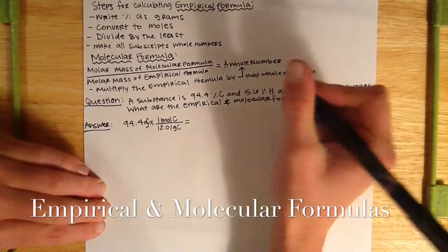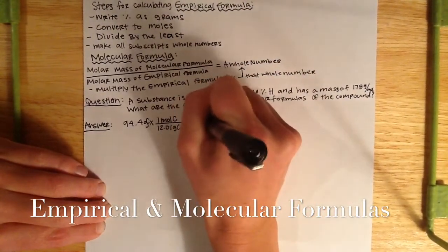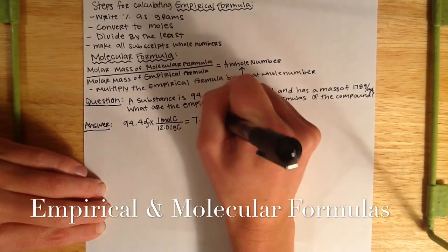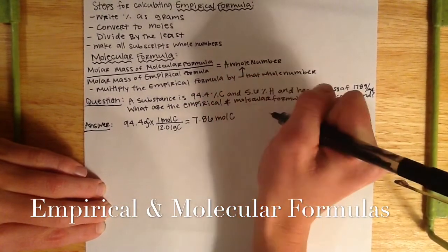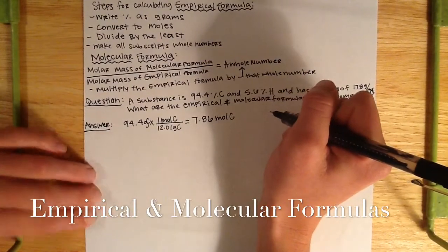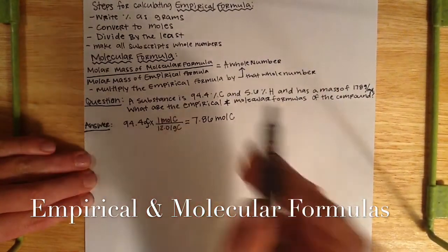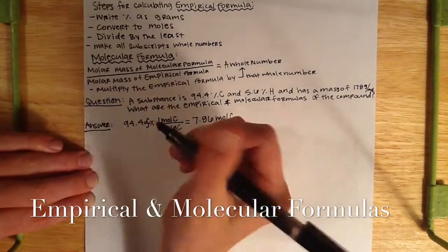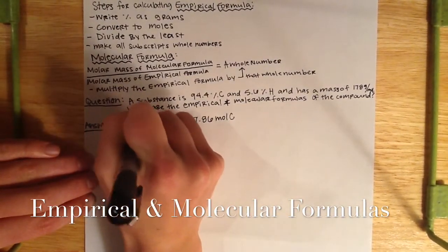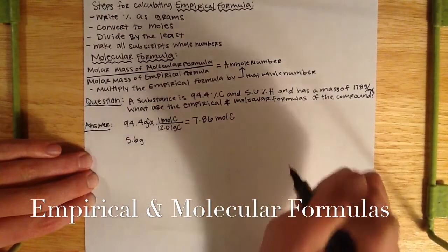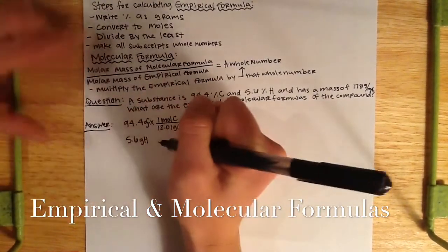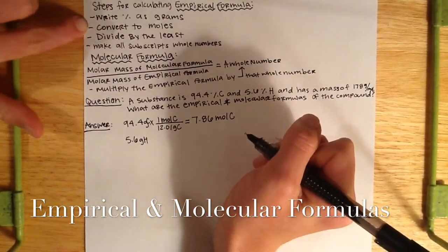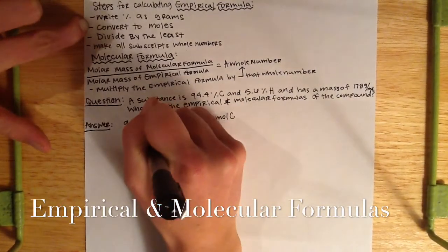So that gives us 7.86 moles of carbon. Okay? So now we have to find the moles for hydrogen. So we have 5.6%, which we're going to make into grams, once again as our step says. And now we're going to convert that to moles as well.